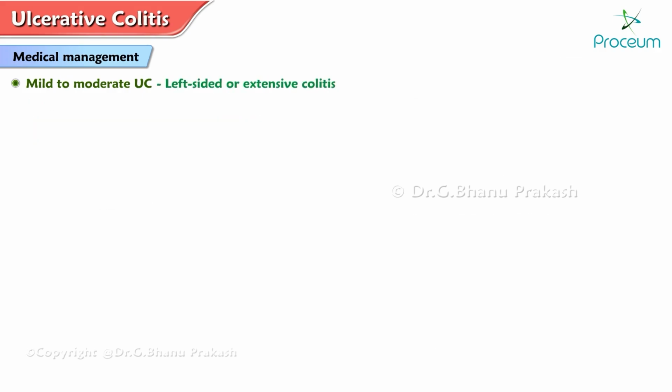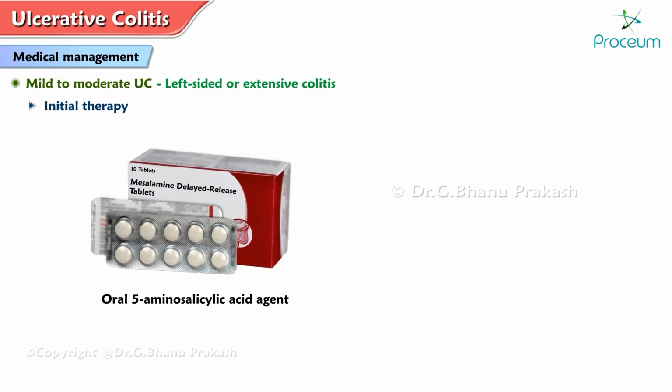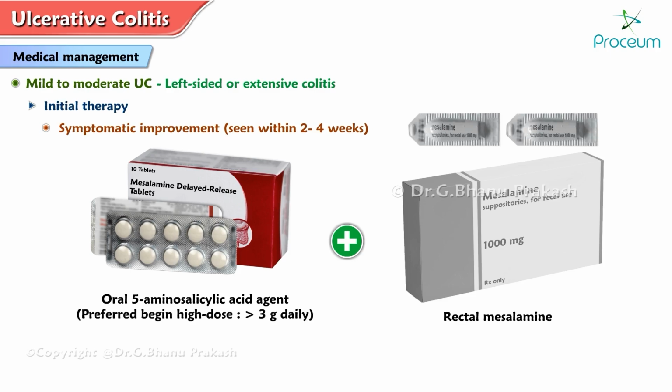Left-sided or extensive colitis. Initial therapy. We use a combination of an oral 5-amino-salicylic acid agent plus rectal mesalamine for patients with left-sided or extensive, mildly to moderately active ulcerative colitis. Symptomatic improvement is usually seen within 2 to 4 weeks. It's preferred to begin high-dose mesalamine, that is more than 3 grams daily, as the initial oral therapy for patients with left-sided colitis or extensive colitis. Sulfasalazine, 4 grams per day, is an alternative option.